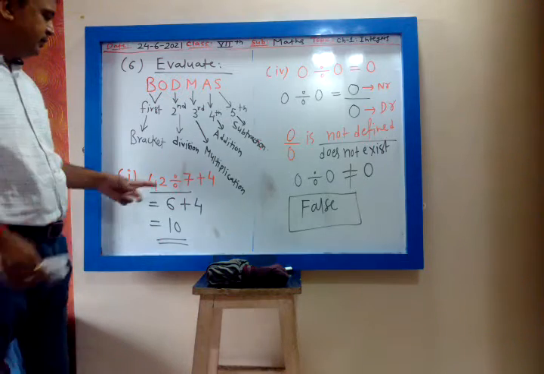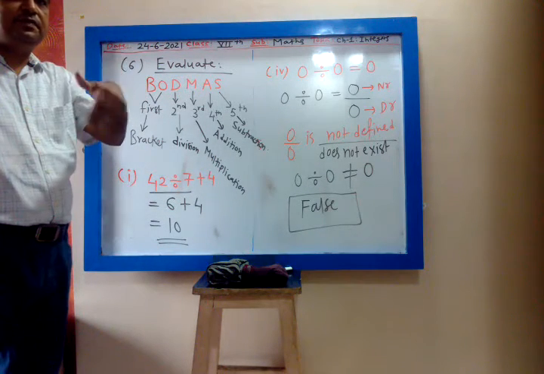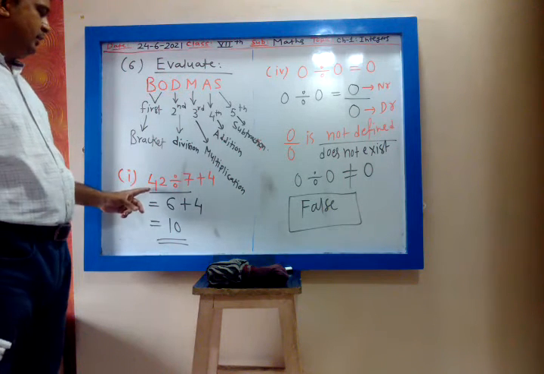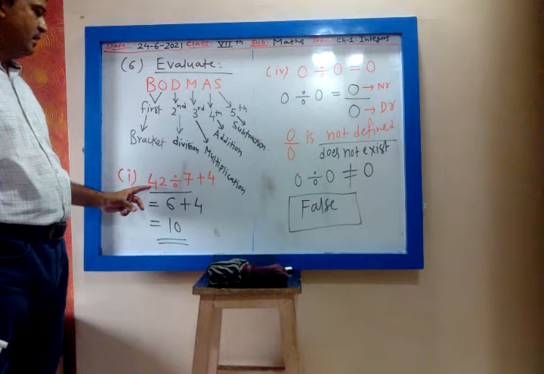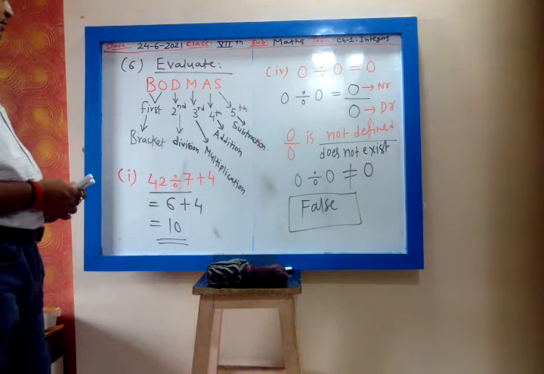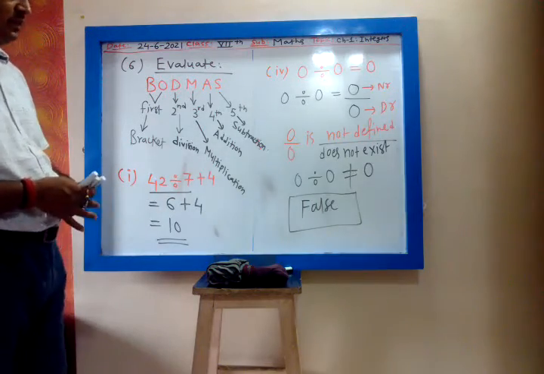So now you have two symbols, division and addition. But according to BODMAS, which is performed first? First we perform division. So 42 divided by 7, 7 sixes are 42. So that is 6. 6 plus 4 is 10.